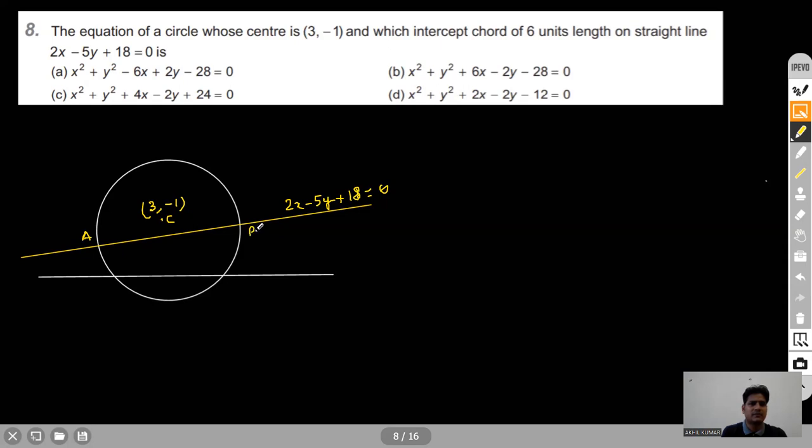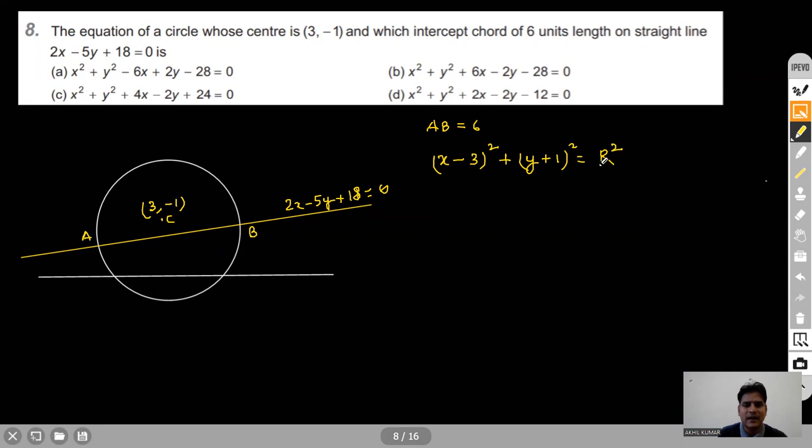A and B. It is given that AB is equal to 6 because this circle is intercepting a chord of 6 units length. And we have to identify the equation of the circle. Since the center is known to us, let me write the equation of the circle in this form: (x - 3)² + (y + 1)² = r², where r is the radius of the circle.